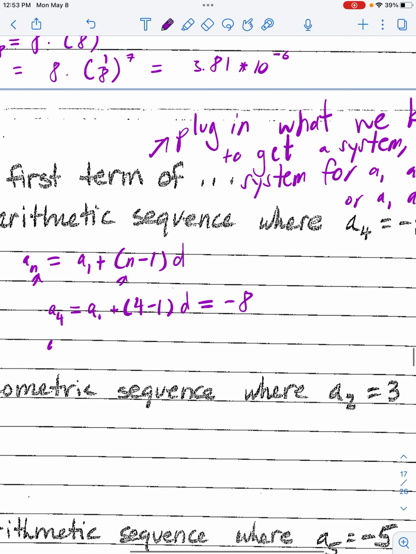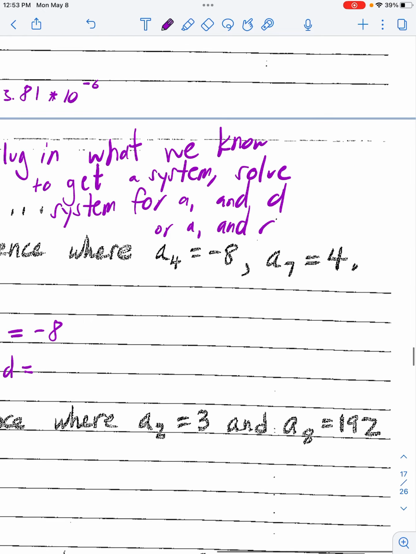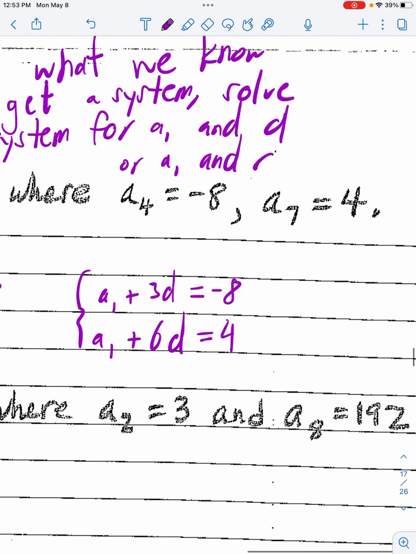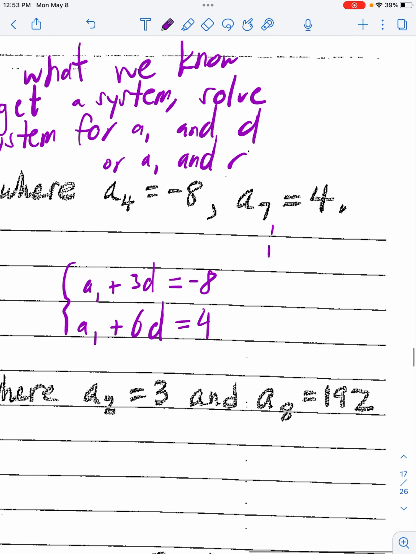When I plug in 7 for n, a sub 7 equals a sub 1 plus 7 minus 1 times d, and my problem tells me that spits a 4 out, okay? So simplifying what's in the parentheses, I get a sub 1 plus 3d equals negative 8, and a sub 1 plus 6d equals positive 4, okay? And then I can use matrices to solve this, right? Put the matrix 1, 1, 3, 6, negative 8, 4 in your calculator and do RREF. That's what I've been doing for these. Now that we know how to do that, let's take advantage of it. So 1, 1, 3, 6. I'm just using the calculator right now.